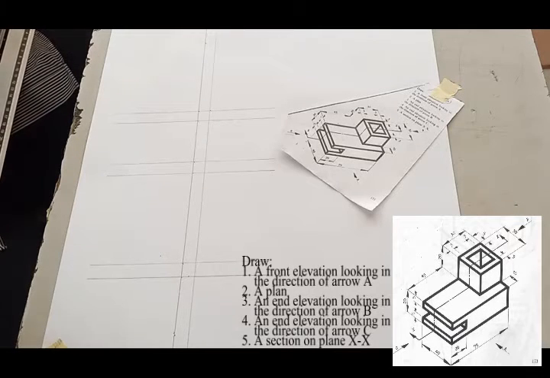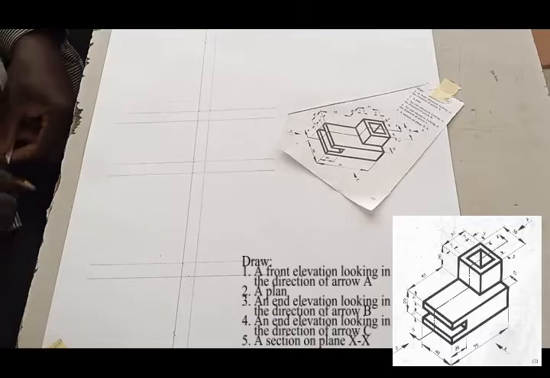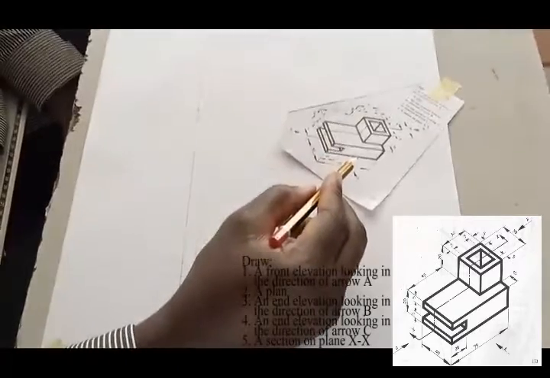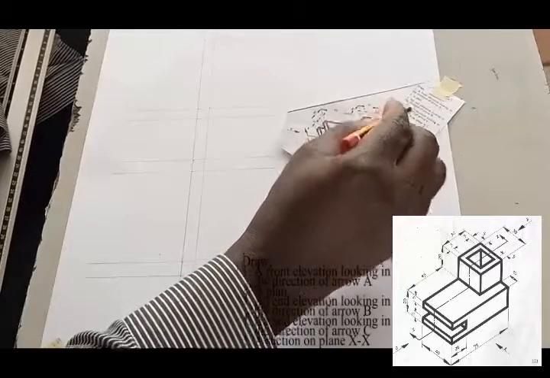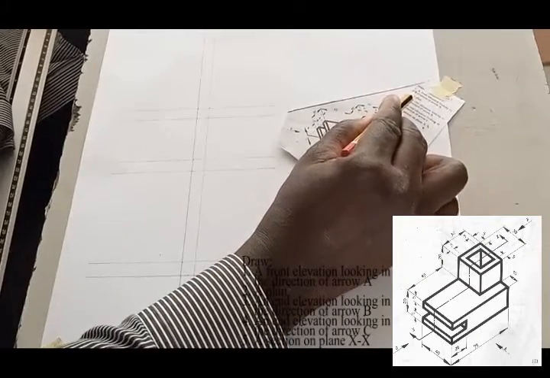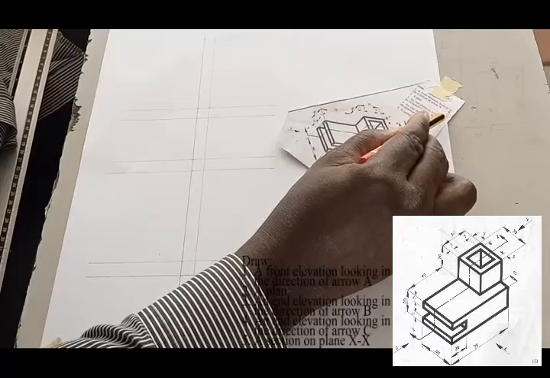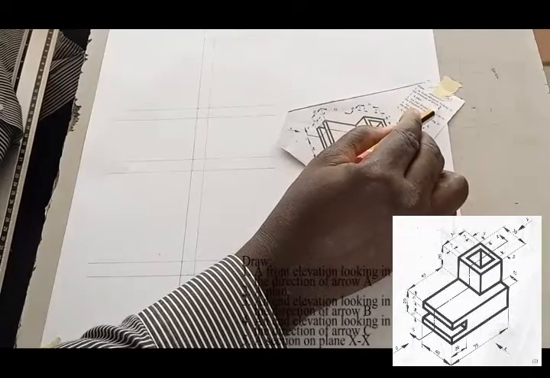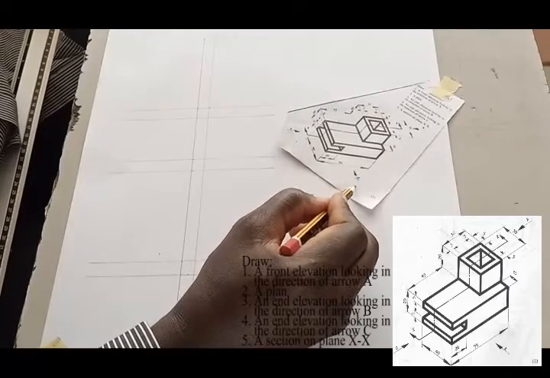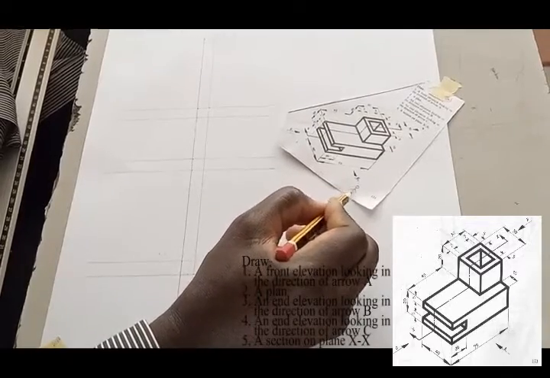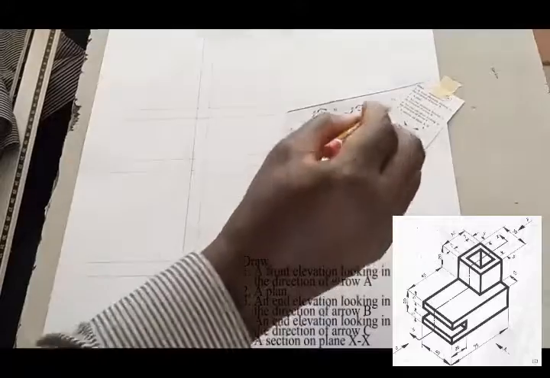Today we'll be solving a question on sectional view. We have this block to solve. We have 5 questions to solve there. The first one is that we should draw a front elevation looking in the direction of arrow A. This is our arrow A. You assume you are standing here looking in this direction.